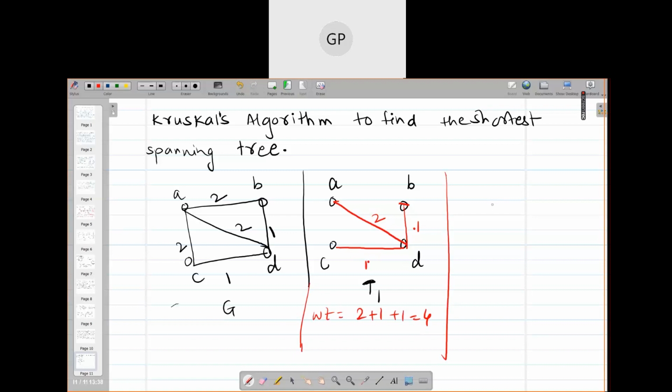Right? Now I am drawing another one with the same A, B, C, D. So again I am taking 1, 1.